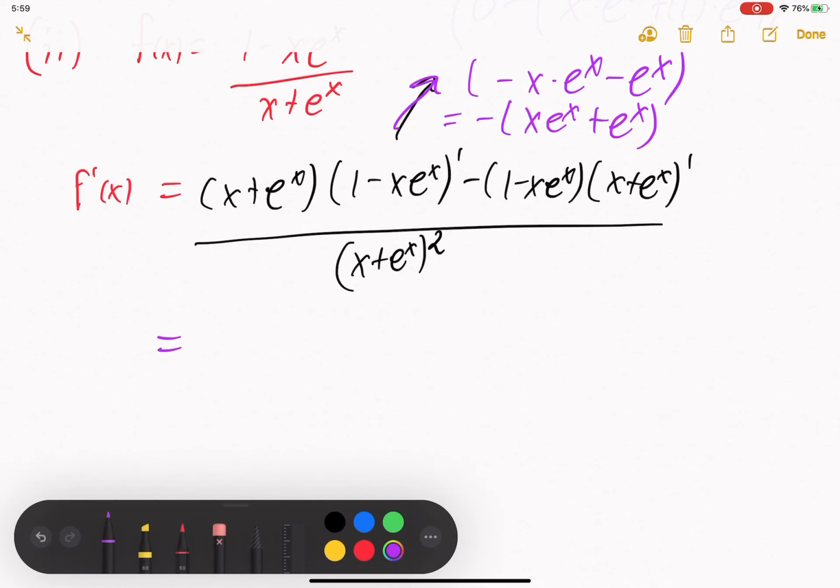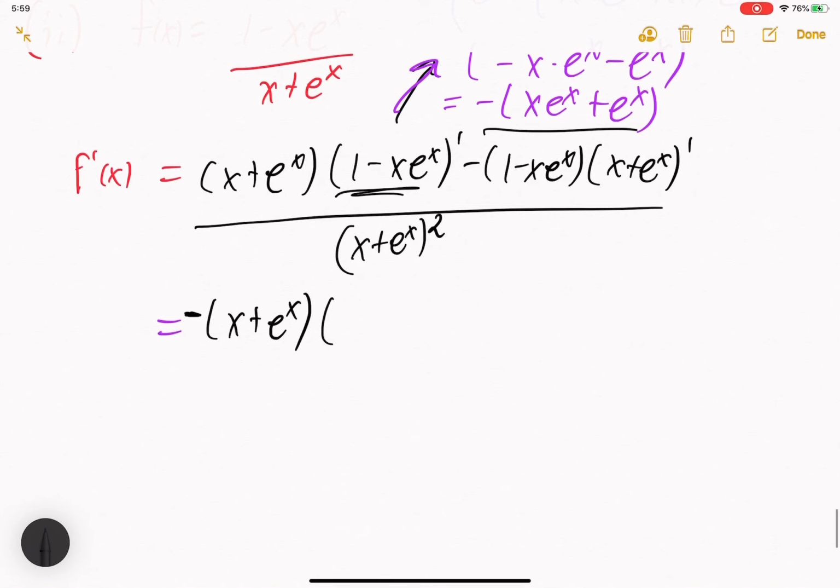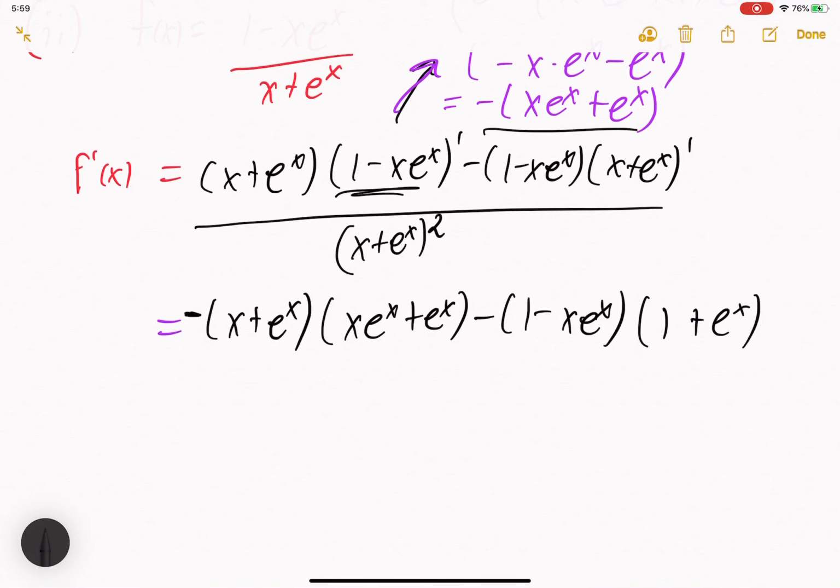All right, now let's go back to doing the problem. So we have x plus e to the x. And then what I just said, so this derivative was equal to that. I'm going to pull out the negative, put it in front, and then we just get x times e to the x plus e to the x, minus (1 minus x) e to the x. Then times the derivative of x plus e to the x. Derivative of x is just 1. Then plus the derivative of e to the x, which is just e to the x. And then still all over x plus e to the x squared. All right, and this is where we can stop.